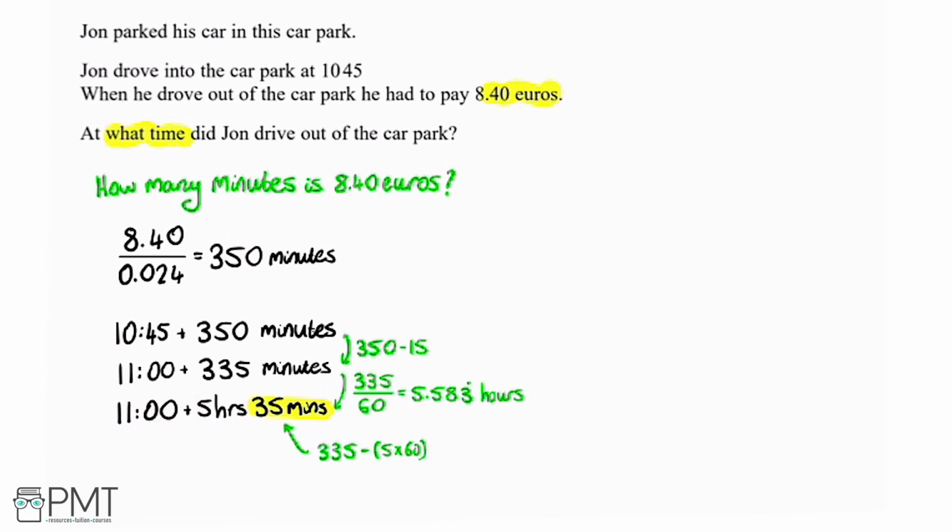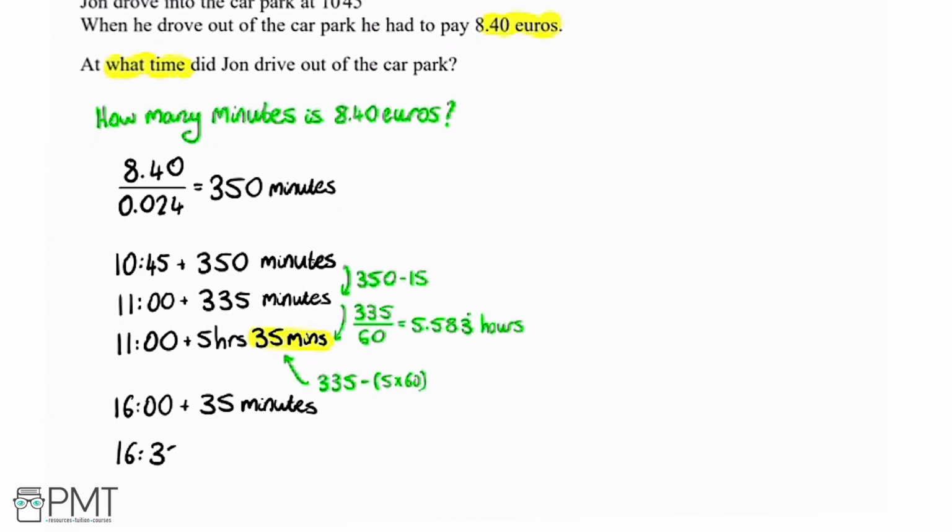So we're going to do 11 plus 5 hours, which brings us to 12, 1, 2, 3, 4. So 4 o'clock, or 1600 if we write it in 24-hour format. And then we've still got our 35 minutes left over, bringing us to 4:35.